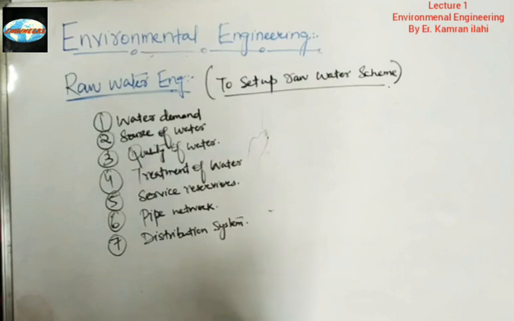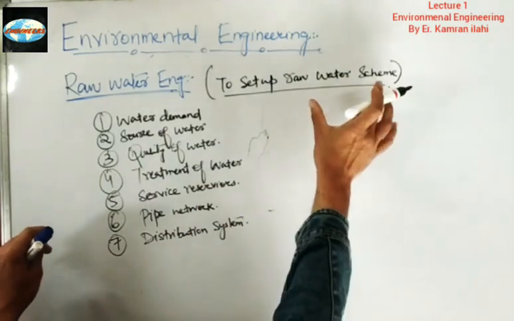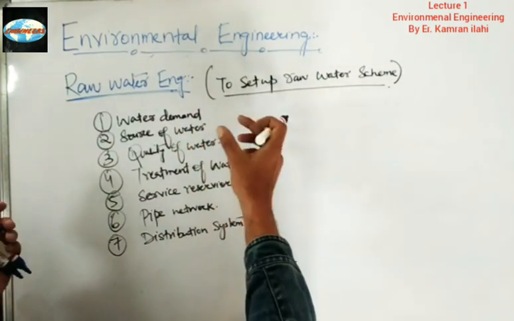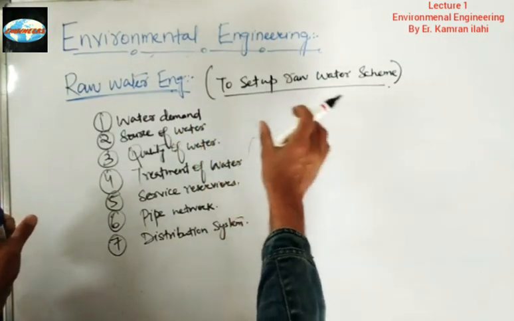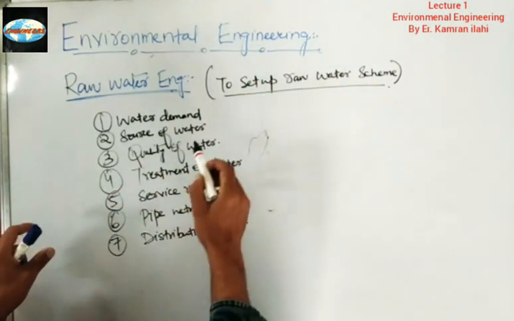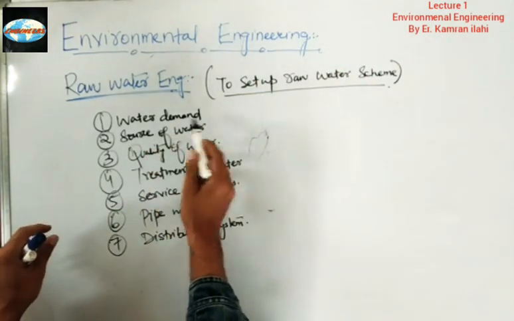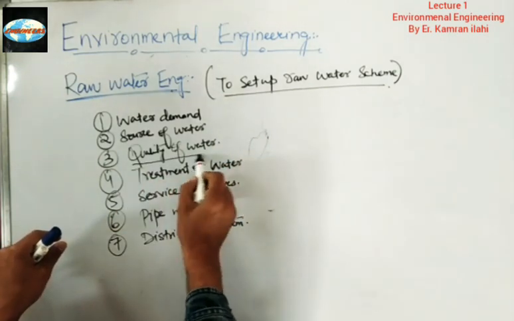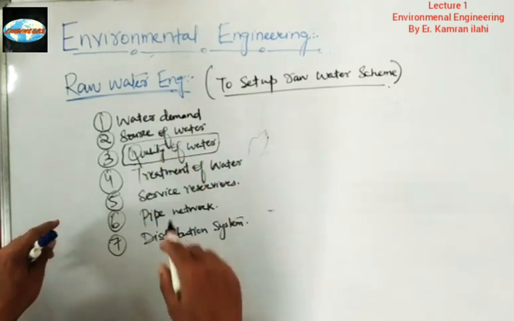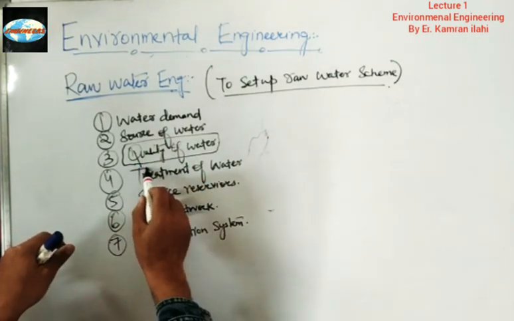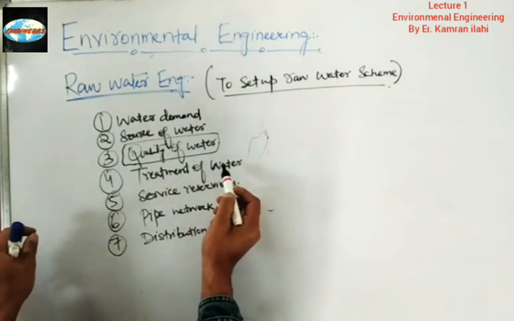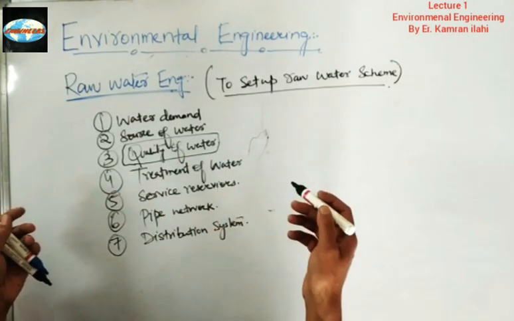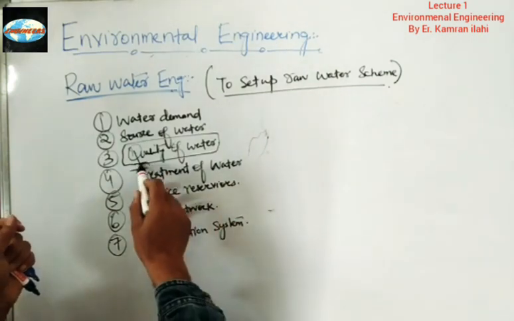Okay. Now, before we design a raw water scheme, we have to know the water demand of a society or of a city. You are aiming to set up a raw water scheme, and then we have to study the sources of water available to supply this city, and then analyze the quality of water of that source, and then go into the concept of treatment of water, because according to the quality we have to treat it. There can be different qualities of water in different sources, so we have to treat the water accordingly.